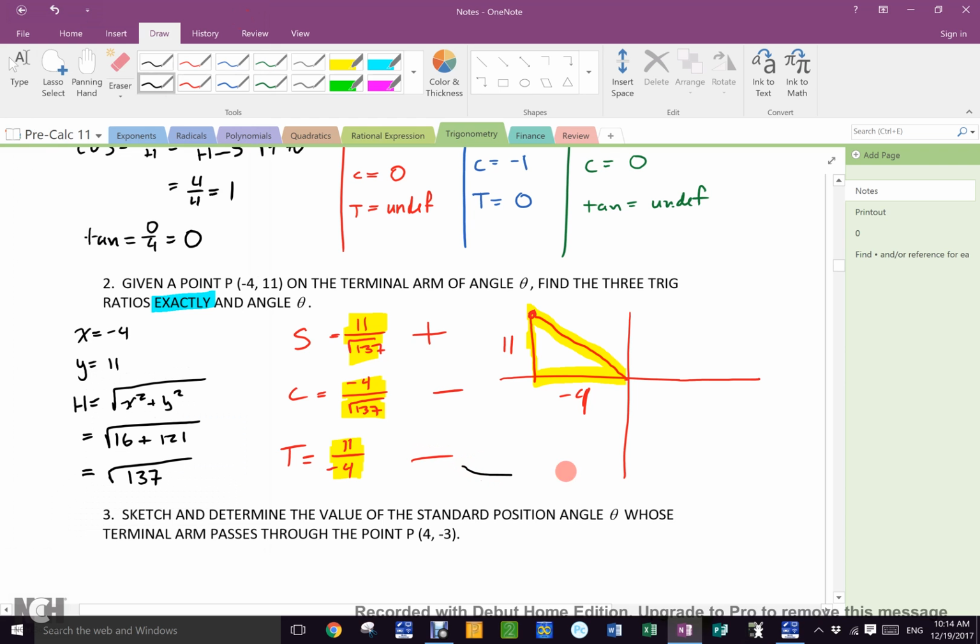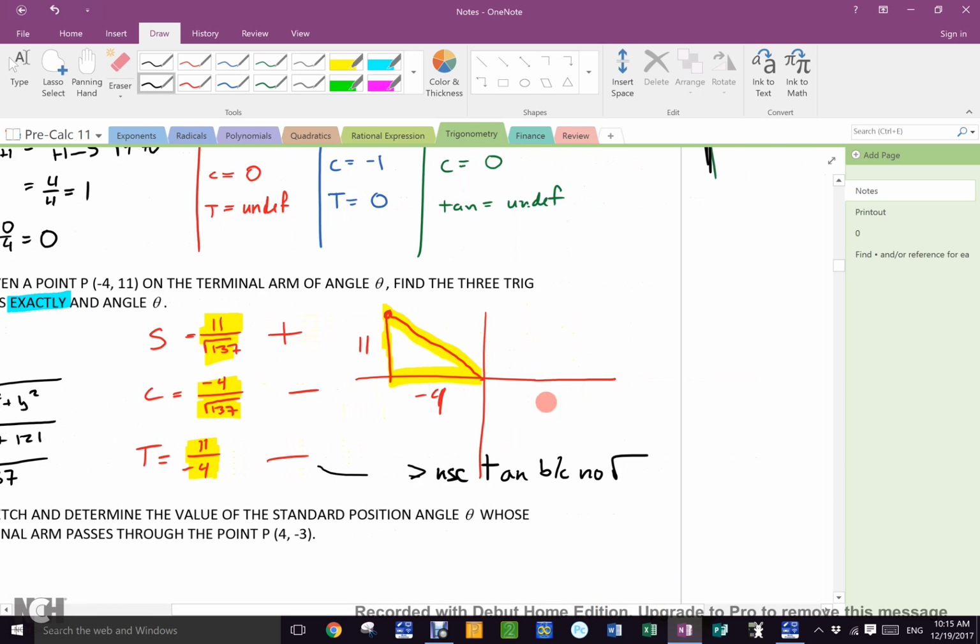We're going to use tan because there's no radical. So we are going to do shift tan of 11 divided by -4. And what are we going to get when you punch that into your calculator? You're going to get -70, yes? So the angle has to be 70, right?